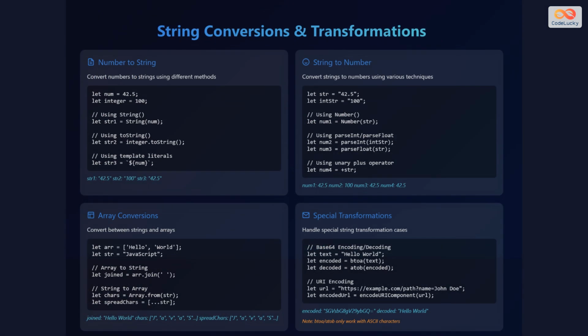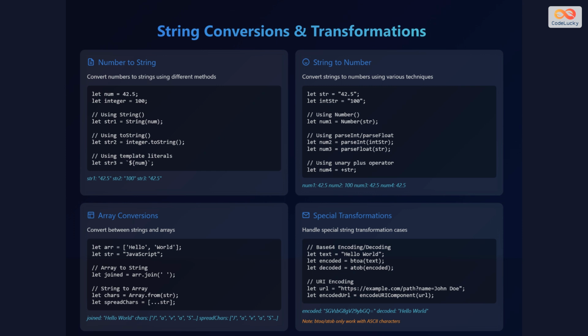Numbers can be converted to strings using different methods. Let number = 42.5, and let integer = 100. Using the String method, let string1 = String(number). Using the toString method, let string2 = integer.toString(), and using template literals, let string3 = `${number}`. This results in string1 being the string "42.5", string2 being the string "100", and string3 being the string "42.5".